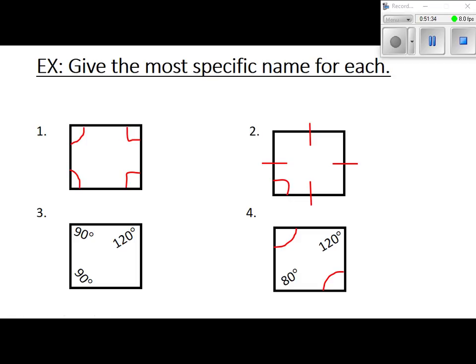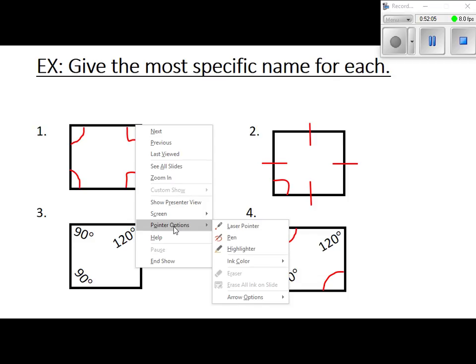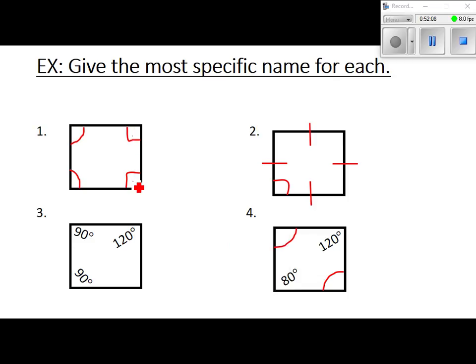So each of these shapes, they'd say to give the most specific name. You're going to be using that chart that we made, quadrilateral, parallelogram, so on, with kite and trapezoid stuck in there also. We're going to go down through and try to give the best name for each shape, the most specific. So that means the one that's the farthest down the chart. The first one, we know that these two are right angles, and we know these two are congruent.